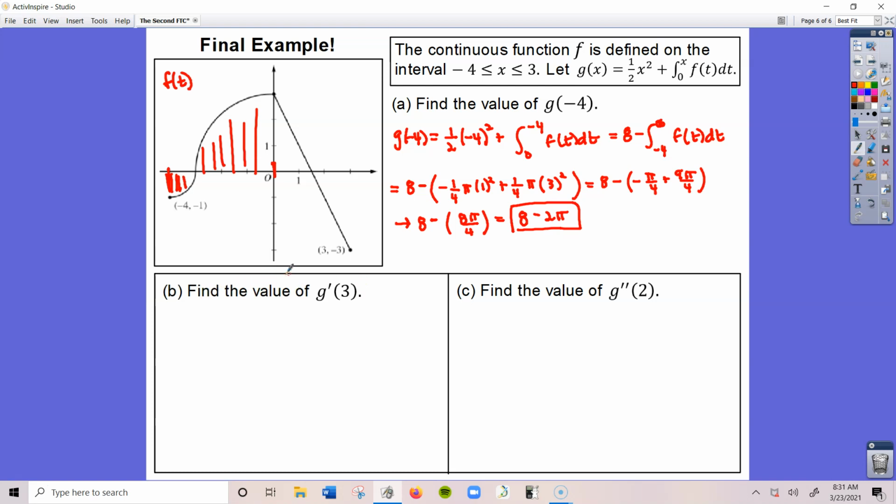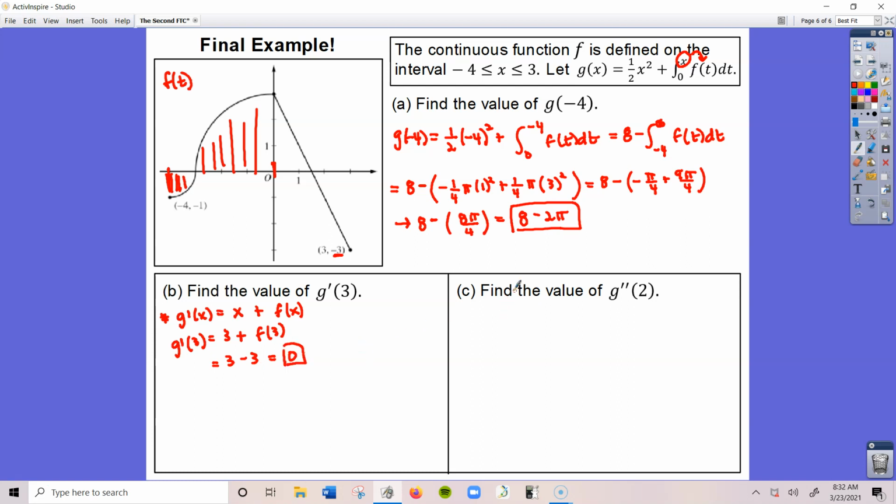Now we need to find the value of g prime of 3. So we need the function for g prime of x. When we apply the derivative here, 2 times 1/2 is just x, plus, now according to the second fundamental theorem, we take the x and we plug it in for t, so it would be f of x, times the derivative of x, which is just 1. So now to find g prime of 3, that would be 3 plus f of 3. Now when we look here, f of 3 is -3. So this is 3 plus -3, which is equal to 0.